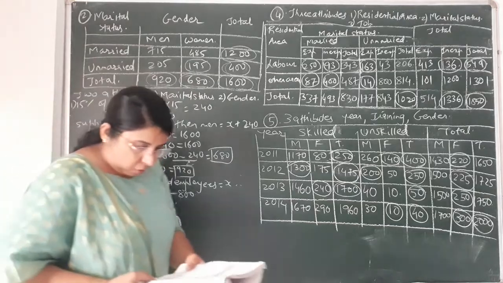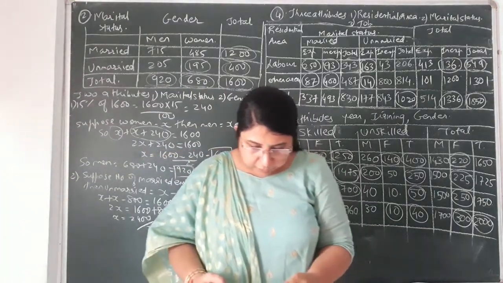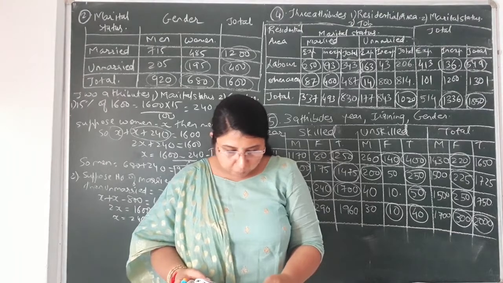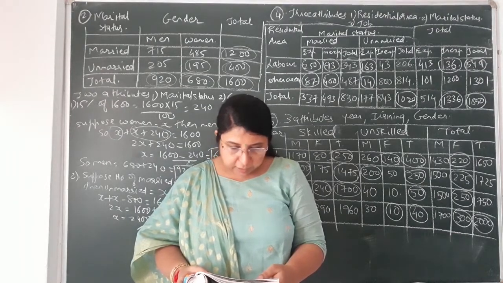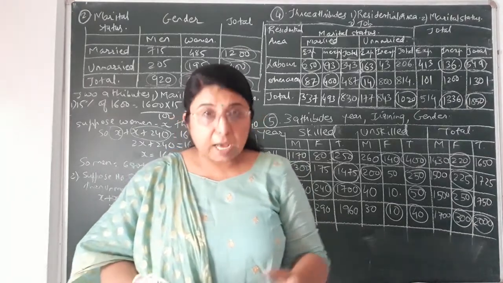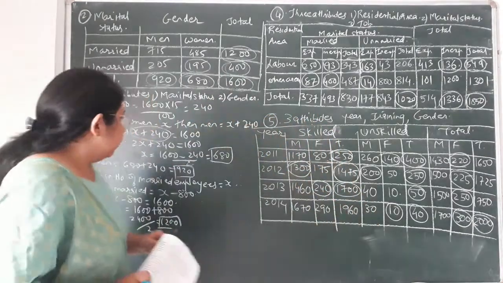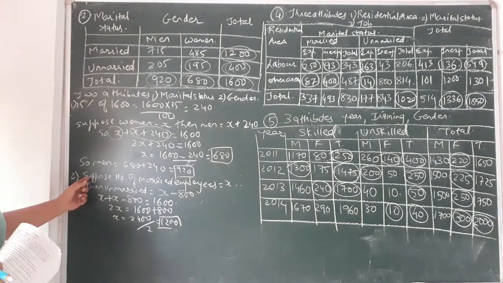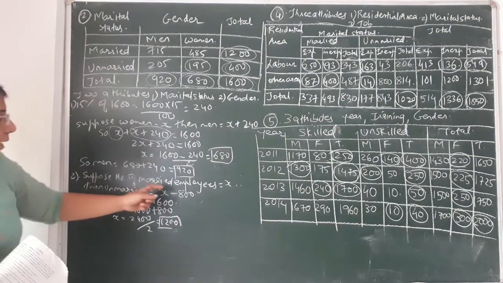Now moving on with the next sentence. The number of unmarried employees is 800 less than the number of married employees. Number of unmarried employees is 800 less. So you can see again I have shown one calculation over here. Suppose the number of married employees is x.